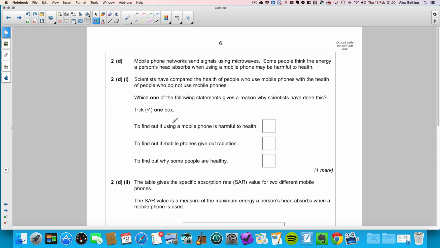So they're either trying to find out if a mobile phone is harmful to health, if mobile phones give out radiation, or to find out why some people are healthy. Okay, remember you need to tick one box, and hopefully you'd see that it's this one, to find out if there's any harm being done by using these phones.